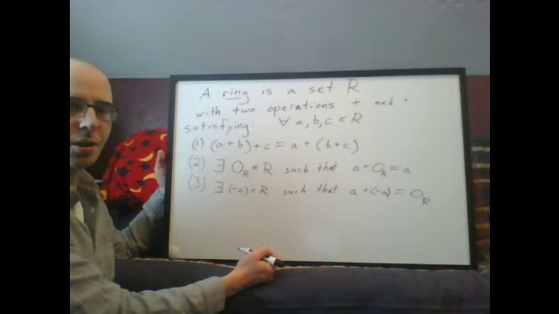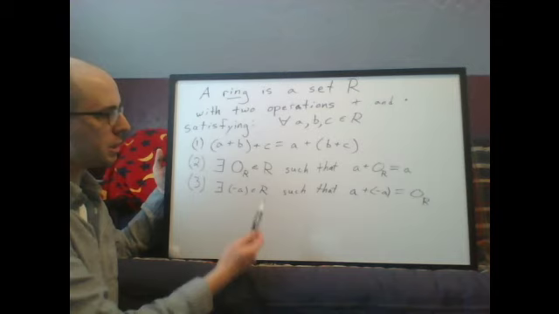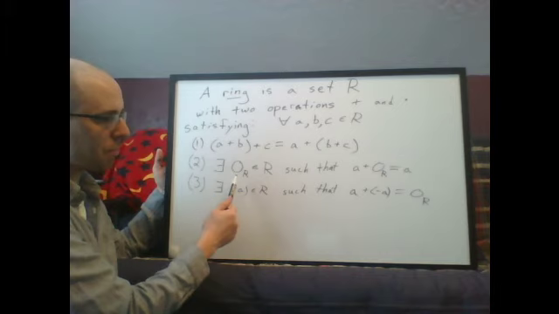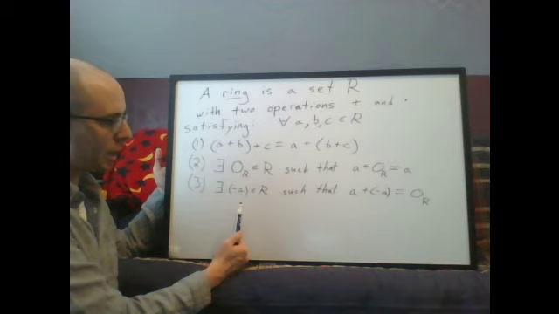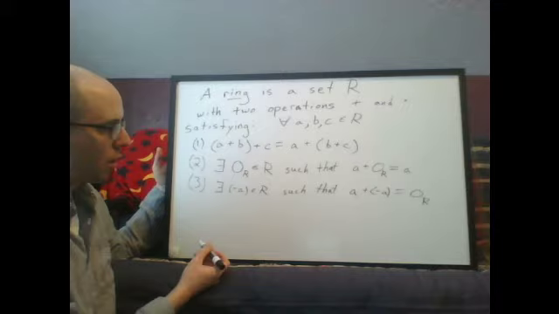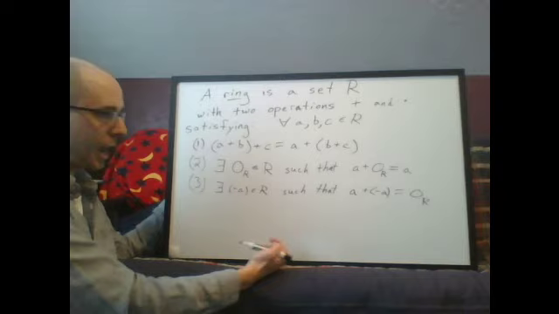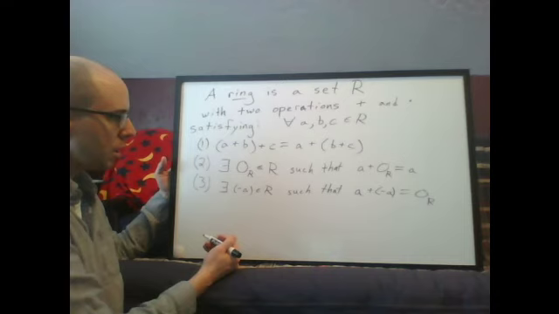The group axioms were associativity of the operation, the existence of an identity element for the operation, and the existence of inverses for the operation. And when we're dealing with additive notation, inverse was negative notation, minus notation. And so, by the way, A plus negative A, I can rewrite that as A minus A. Subtraction is adding an inverse under addition.